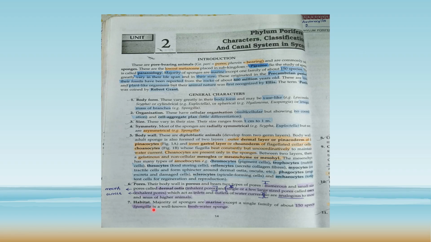Now let's move to the habitat. The majority of sponges are marine, except a single family of about 150 species; Spongilla is well known as a freshwater sponge. Majority are marine, that is, they live in saline water. They exhibit osmosis as well through the skin surfaces. And in freshwater, Spongilla is an exception. So remember that.